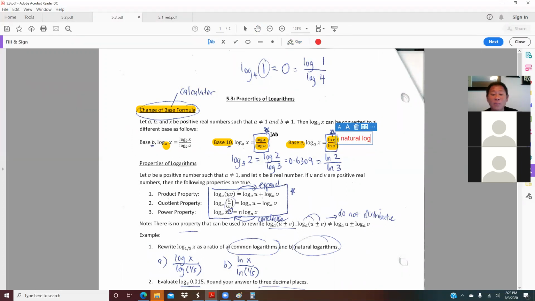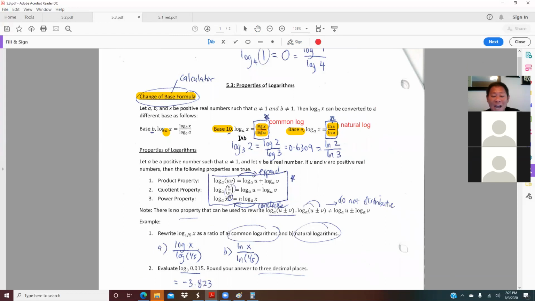The base 10 is what we call the common log. So in the test, sometimes I want you to write this in the natural log, or sometimes I want you to write this in the common log. If you want to write this as a natural log, then you just do ln 2 over ln 3. If you want a common log, then you do log 2 over log 3, and then you use your calculator: 0.6309. Okay, so this one is easy.